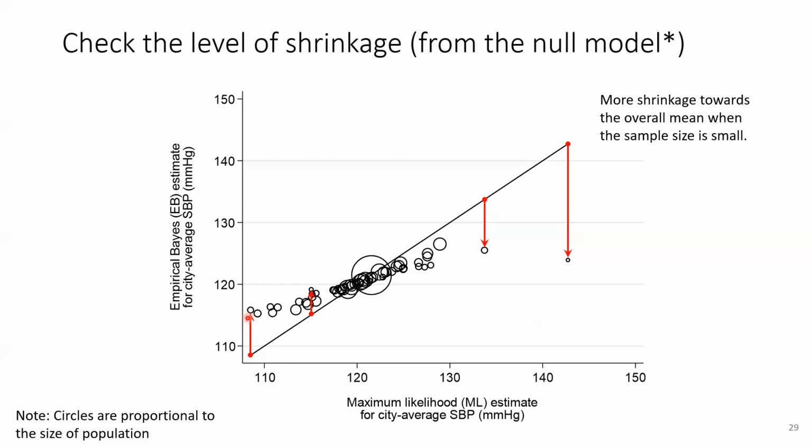So what does it mean? By modeling, if the city has only 7 people, the question is, can these 7 people represent the entire population of the city? Maybe not. So what shall we do? Let's borrow information from other cities, and then we re-estimate the more likely city mean of systolic blood pressure. This is how it works.